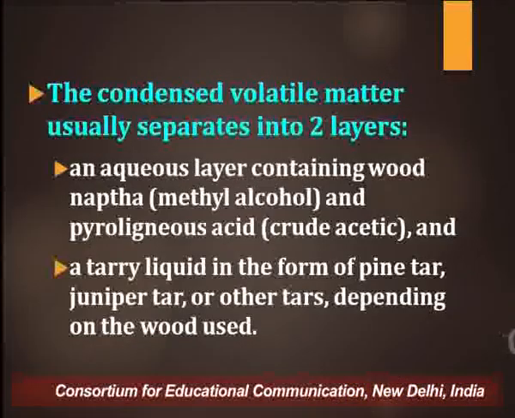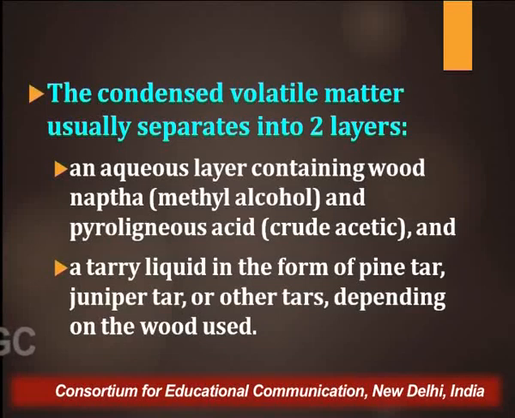volatile matter is condensed, it is separated into two layers: an aqueous layer containing wood naphtha, which is generally methyl alcohol, and pyrogenous acid, which is a crude acetic acid. This is one layer, and the second layer is a tarry liquid, which is in the form of pine tar or juniper tar and other tars, depending upon the plant material or the wood you are using.